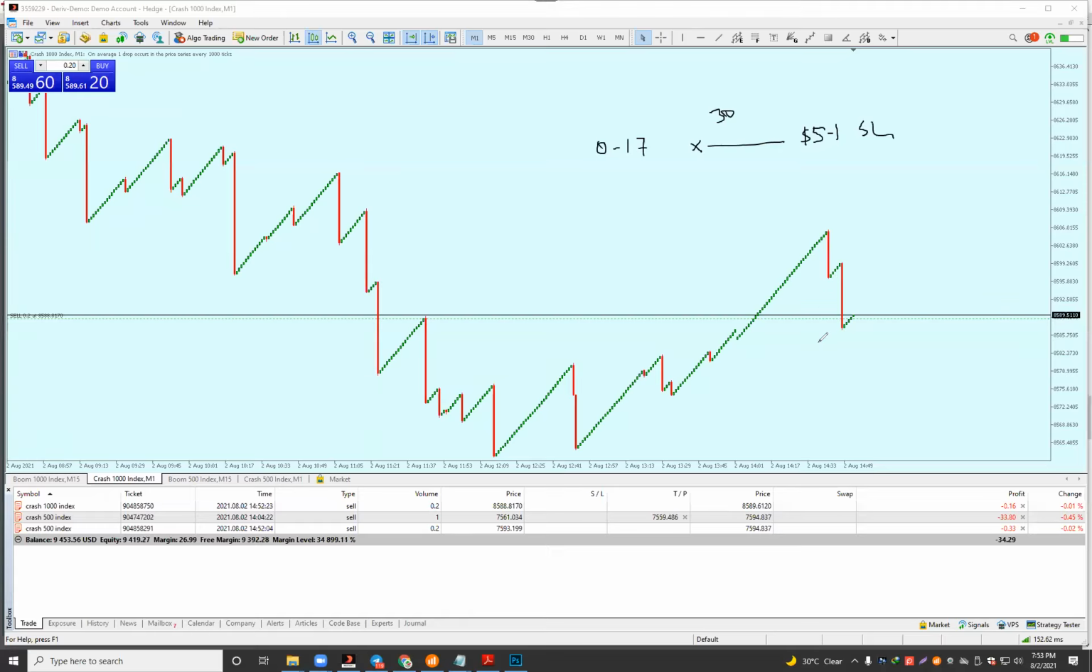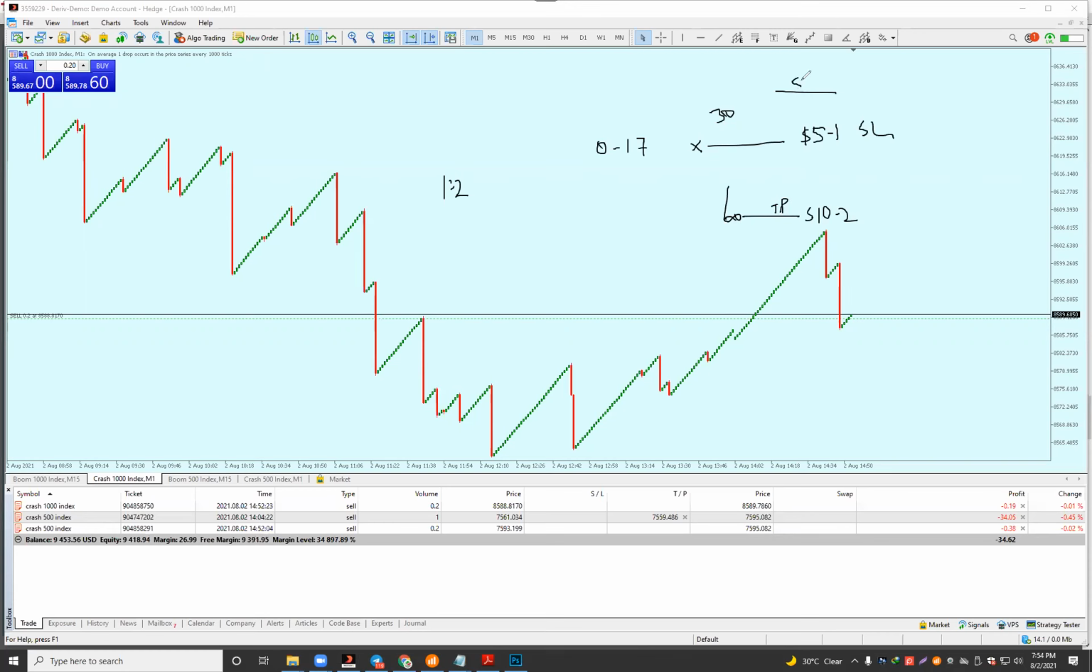And 30 candles move down, but we will take 1:2. Then how much do candles move down? 60. Then how much will you get? 10.2. This will be your TP, and this will be your SL. This will be your entry. You just set it this way.